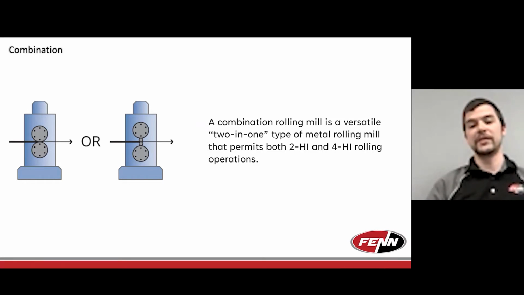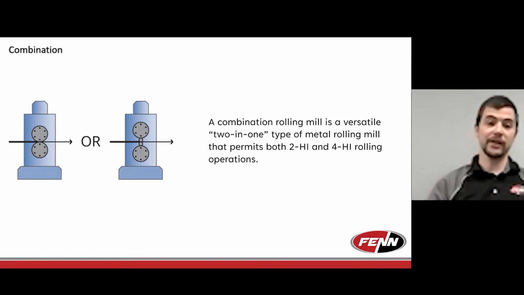So it basically gives you the flexibility of both, where you can run it in the 2-high, where you want to take the large reductions from a grip standpoint, and then switch to the 4-high rolls where you want to gauge thin. Combination mills, in terms of when we provide 4-highs, are probably the most common version of the 4-high mills because they have the most flexibility.